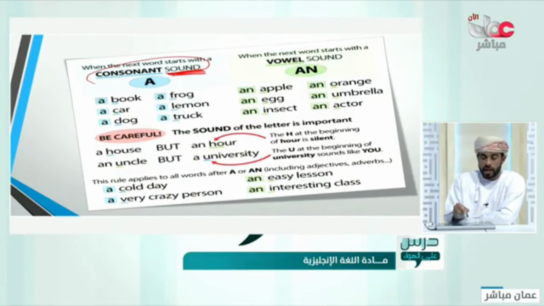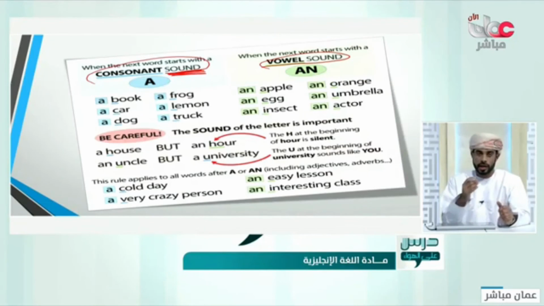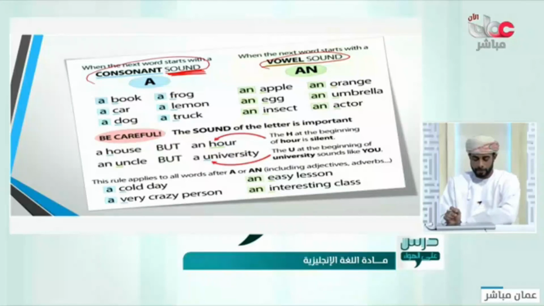Again, sounds. Be careful. I'm not saying consonant letters. I'm saying consonant sounds. Why is that? Because some sounds or some consonants may sound like a vowel. So we cannot use a with them. It's almost the same thing with vowel sounds. Some consonants may sound like a vowel, and you cannot use a with them. How is that, teacher? Let's have a look.